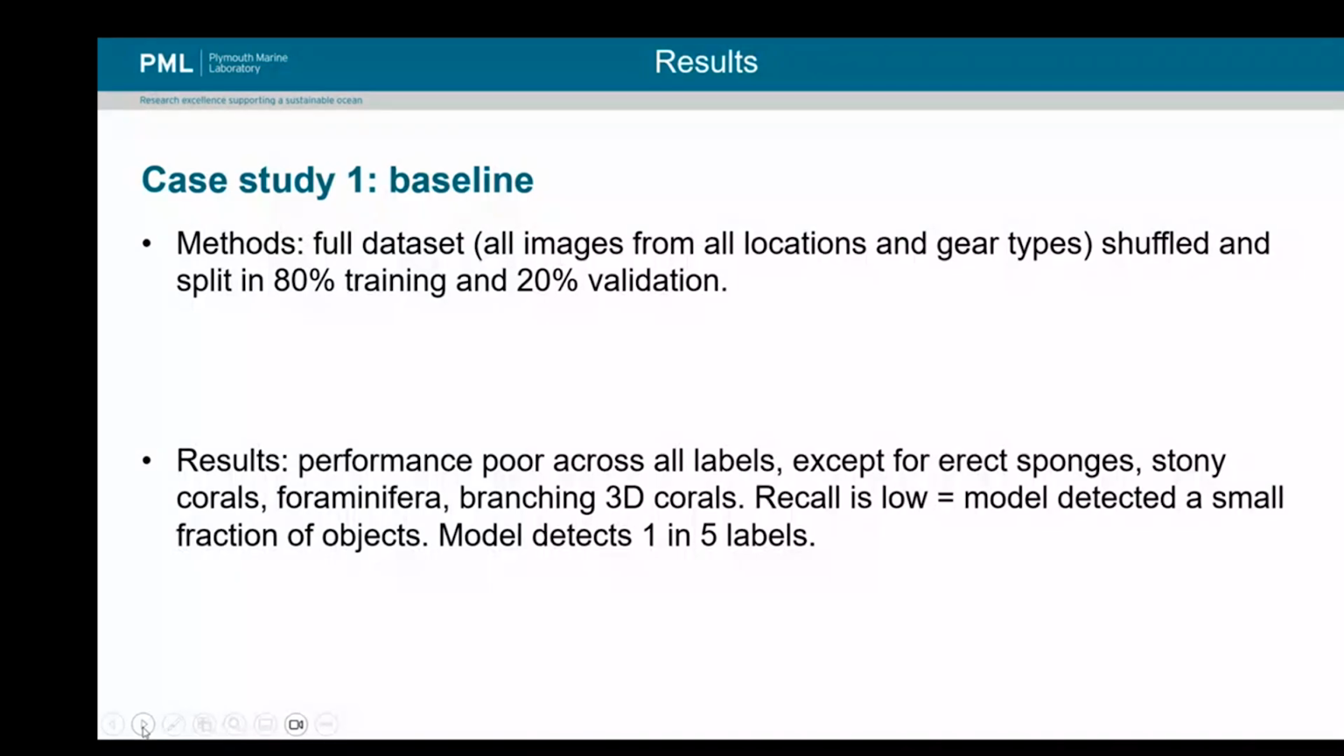We were working to quite high group levels. So the only ones that really did pretty well on were erect sponges, stony corals, foraminifera, branching 3D corals. The recall was very low, so only a smaller fraction of the animals were being detected, about 1 in every 5.